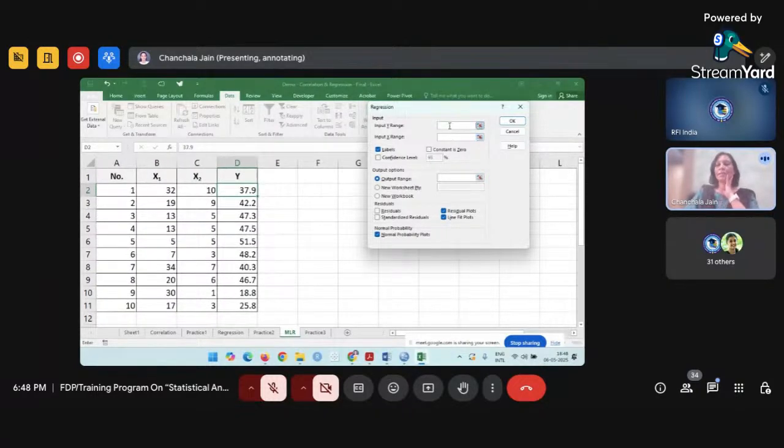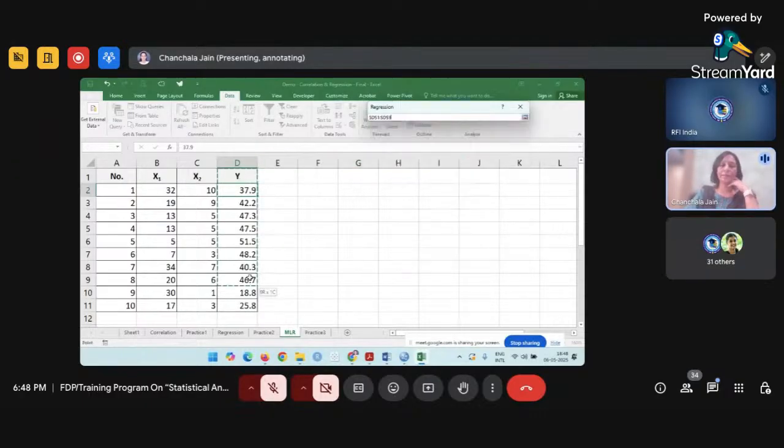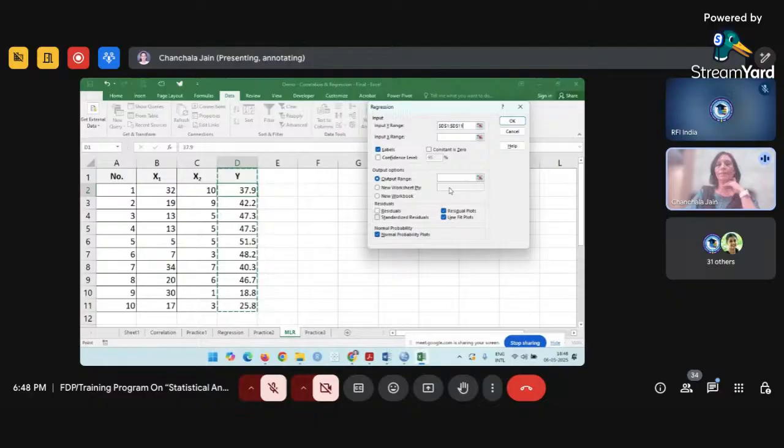Come to the first section, which is asking for the y range. Select the y variable. Done. D1 to D11 is my range. Now for the x variable range, come to the box and select both the variables' columns. So the range is C1 to D11. Done.